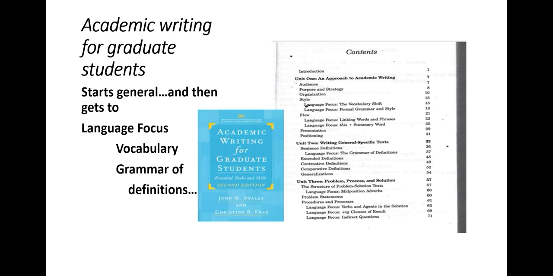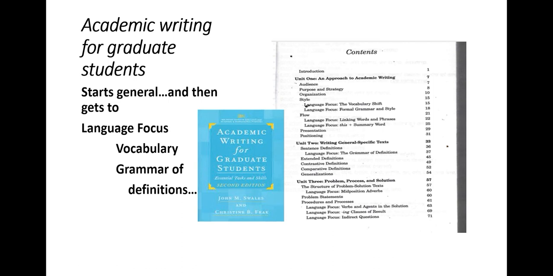Academic Writing for Graduate Students starts general and then gets to language focus, vocabulary, grammar of definitions. Again, I think that it looks at pieces, but doesn't get the whole picture at all. And also there's quite a bit of language focus, which is another way of saying grammar.